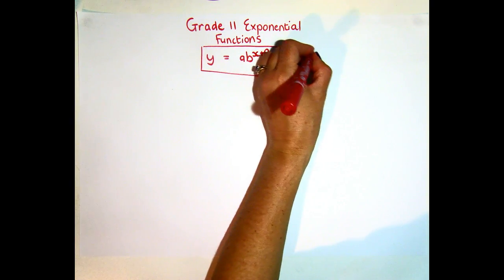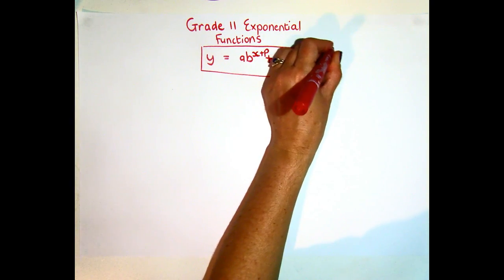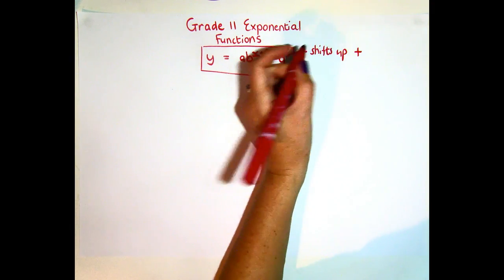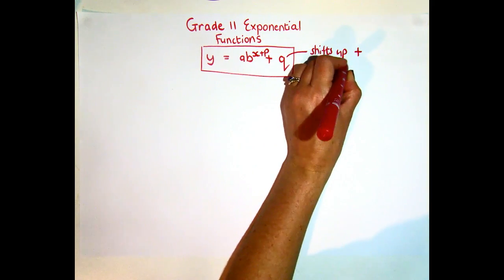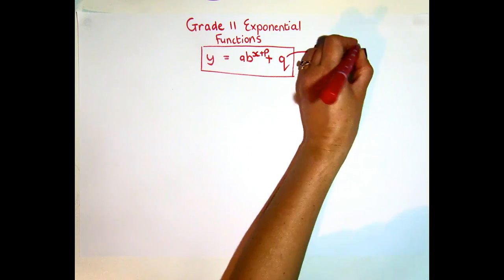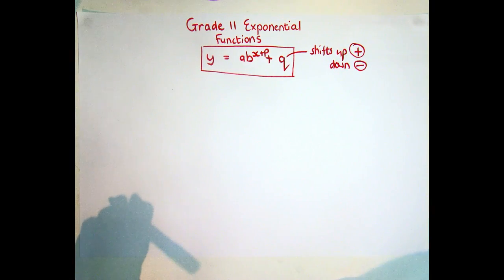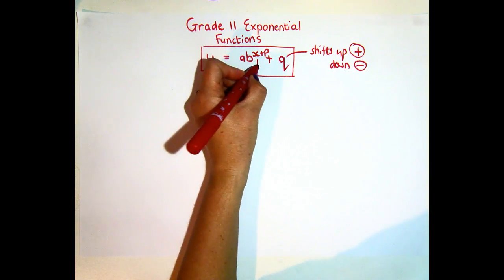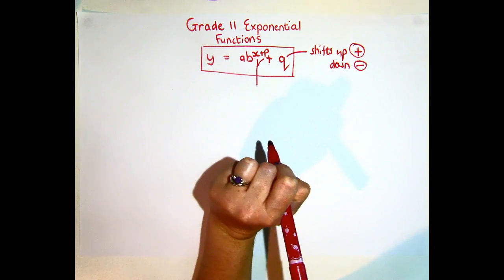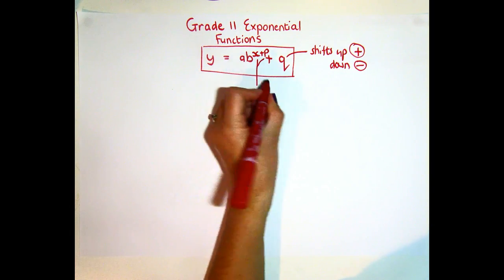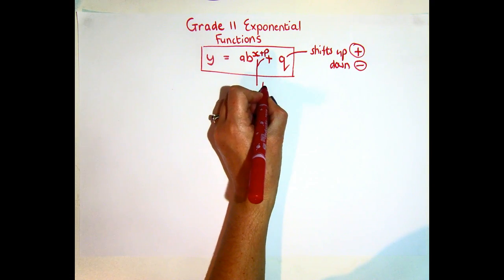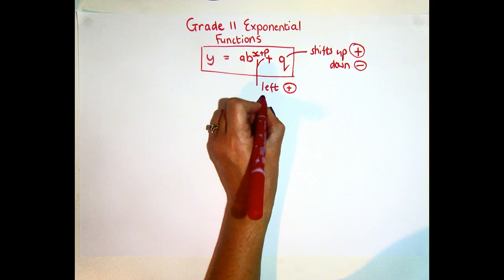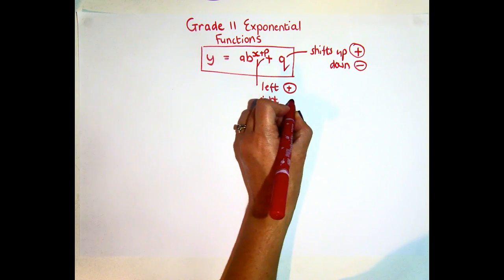This one shifts things up for positive values of q, and it shifts things down for negative values of q. So it's exactly the same as the other two graphs. This one shifts things left and right. But of course it's going to be counterintuitive. So we're going to shift to the left for a positive, and we're going to shift to the right for a negative.